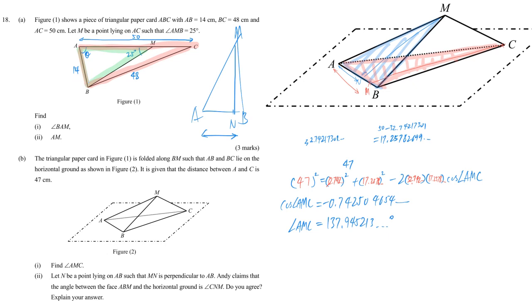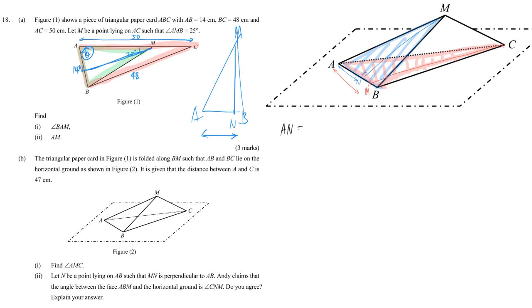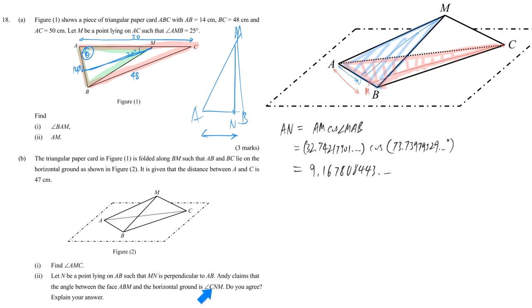And look at this graph. So M to N is talking about this one. Beware that we already have theta. So we can just simply use AM, the length, and then cosine theta. We will get this section. So AN is equal to AM times cosine of angle MAB. We have these results and then we just use the calculator. We finish half of the question. We get 9.167808443 something. And then we are going to work on another, the red plane here.